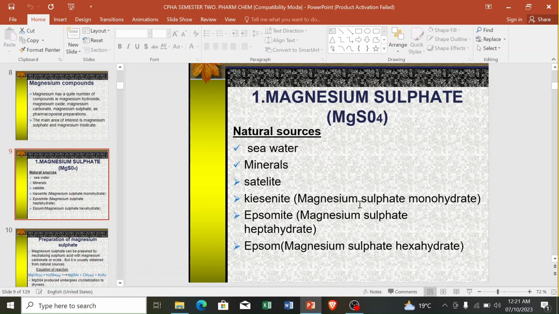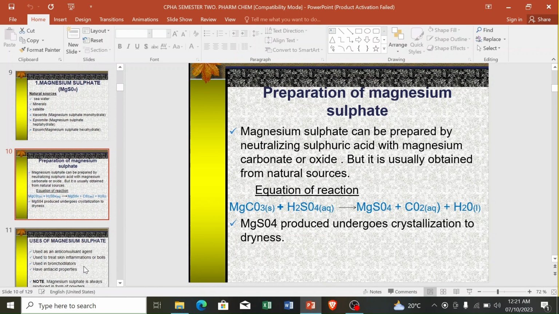And then for magnesium sulfate, we see that it has one molecule, not one water, one molecule of hydration. Okay, so let us see how we can prepare magnesium sulfate. Magnesium sulfate can be prepared by neutralizing sulfuric acid with magnesium carbonate or oxides.